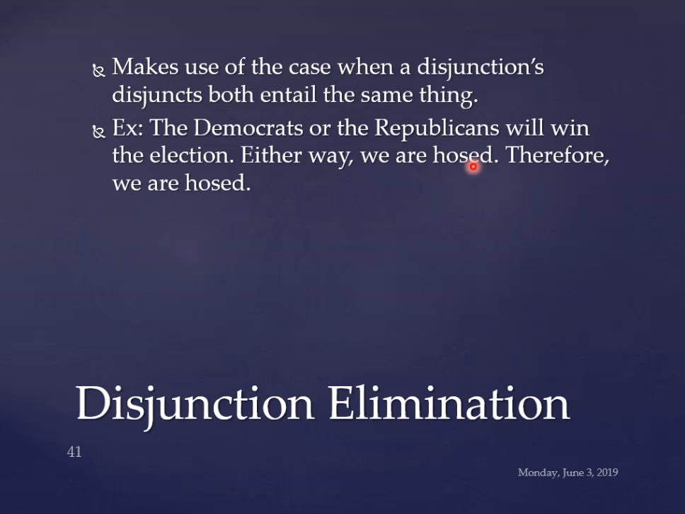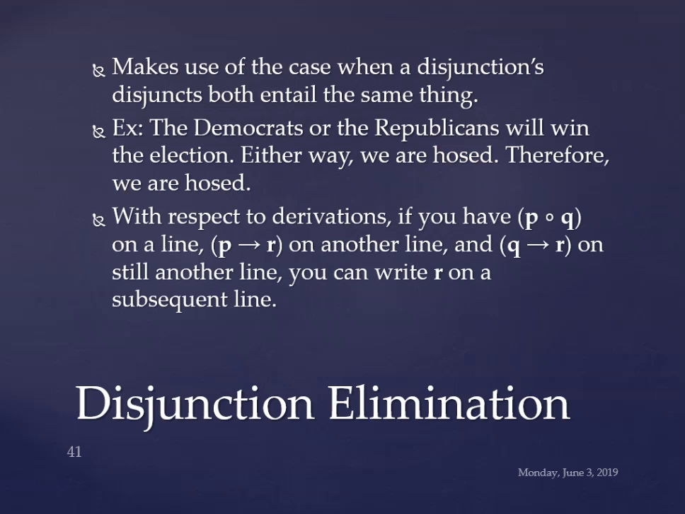Well, this is where we're going to end up. And so therefore we're hosed. All right, so this is an argument form. And the way it works, it goes like this. With respect to derivations, if you have P or Q on a line, P arrow R on another line, and Q arrow R on still another line, then you can write R on a subsequent line.